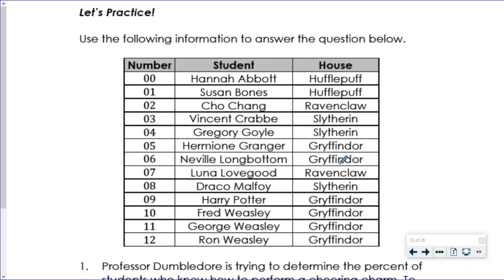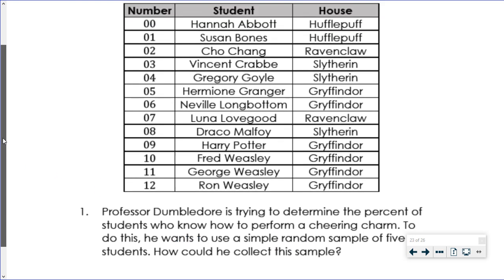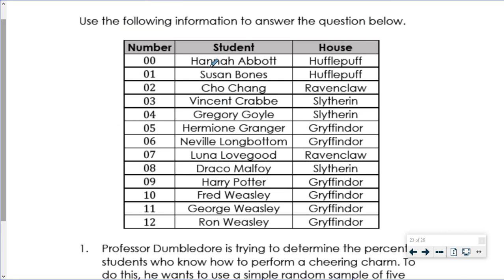All right. It says Professor Dumbledore is trying to determine the percent of students who know how to perform a cheering charm. To do this, he wants to use a simple random sample of 5 students. How could he collect this sample? So just think about it for a few seconds, guys. How could he collect 5 random students here out of this list? All right. So think about the different ways that we talked about.